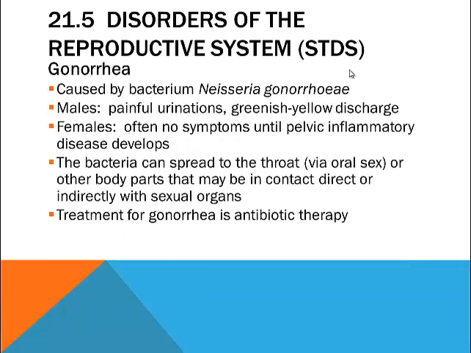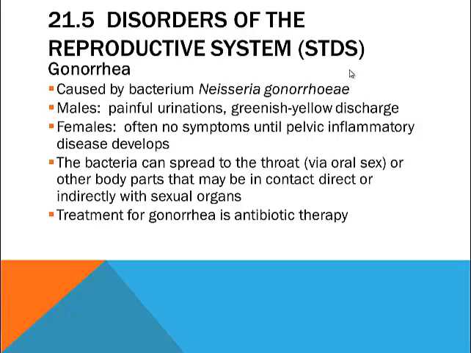Gonorrhea is our next reproductive system disorder. Gonorrhea is caused by a bacterium as well. This one is known as Neisseria gonorrhoeae. 20% of males are asymptomatic. The other 80% experience painful urination and a greenish-yellow discharge from the penis. 60 to 80% of females are asymptomatic. Eventually, pelvic inflammatory disease develops.